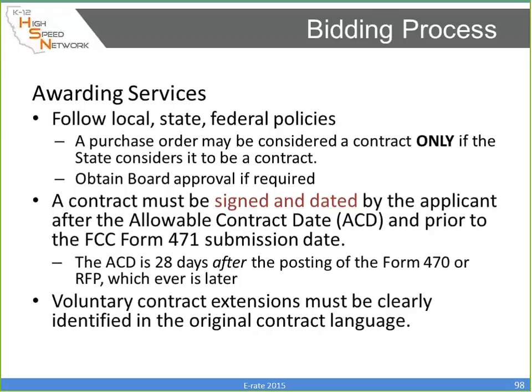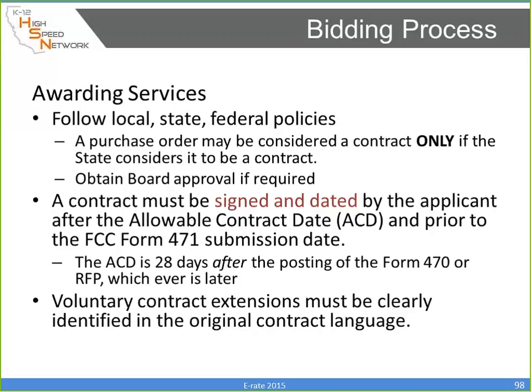If there's no date on it, then they question, when did you award this? How do I know this wasn't from before the bidding window even opened? You need things to be signed and dated. Be sure that your signature date is after the allowable contract date. Those little timing issues can really mess things up.